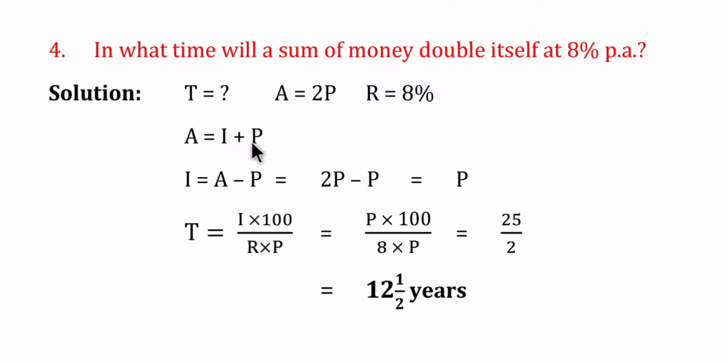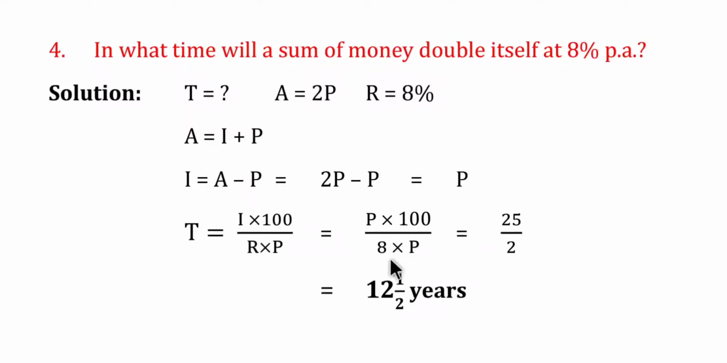Now we know that amount is equal to interest plus principal. That means interest will be equal to amount minus principal when it goes to that side. So I is equal to A minus P. Now amount is 2P and principal is simply P. So 2P minus P gives us P. Now the time, the formula is interest into 100 by R into P, where interest is, here we have got principal P into 100 by rate is 8%. So 8 into principal, we haven't assumed principal to be anything. So it is P itself, where P and P cancel.